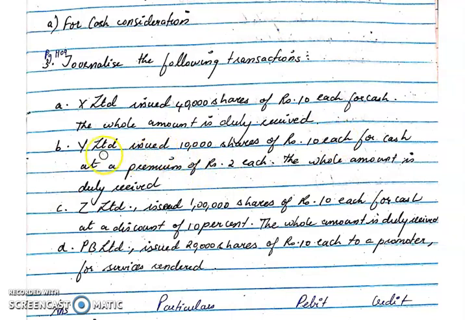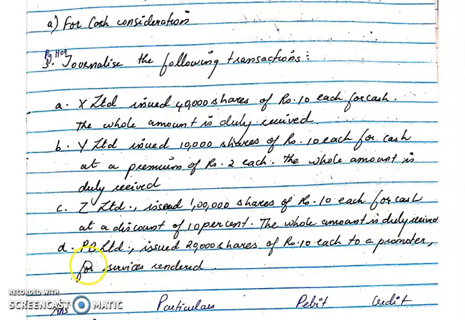The next one, Y Limited issued 10,000 shares of rupees 10 each for cash at a premium of rupees 2 each. The whole amount is duly received. So the second entry will be for premium. Third entry, Z Limited issued 1 lakh shares of 10 each for cash at a discount of 10%. The whole amount is duly received. The third entry is issue at discount.